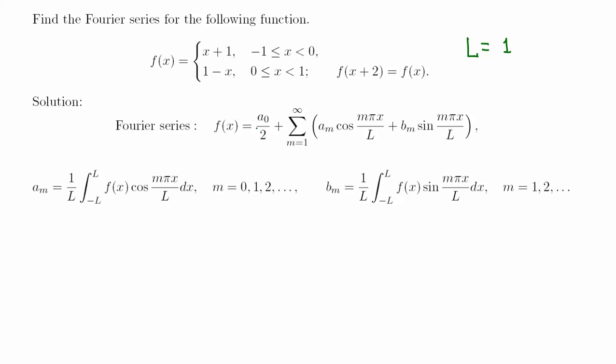So let's find a naught first. Now a naught is 1 over L, which is 1 over 1 in our case, integral from negative L to L, so negative 1 to 1, of the function f(x), which has 2 pieces by the way, and cosine 0. For a naught, cosine 0 will be 1, so f(x) dx. Okay, 1 over 1 is 1, so we don't have to write anything.